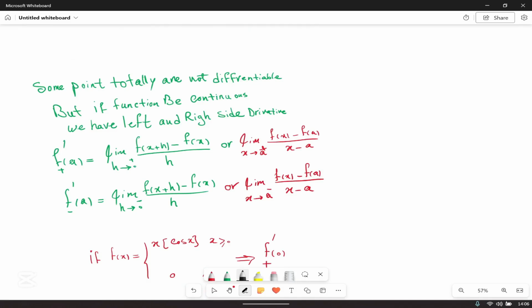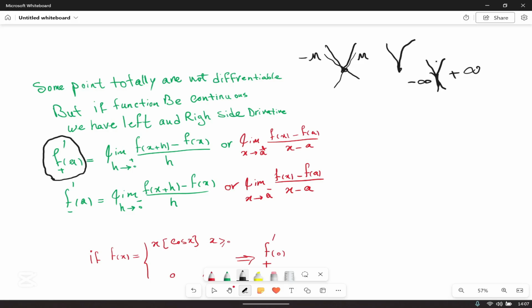Some points are not totally differentiable but are continuous. We have the left and right side derivative. For example, at this point, although the right side limit and left side limit are not the same, it is totally different from this one, because here, for example, the slope is positive m on the right and negative m on the left, but here, like this graph, the positive side is positive infinity and the negative side is negative infinity. They are totally different.